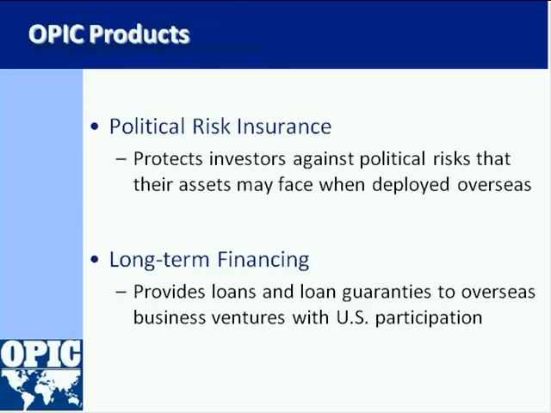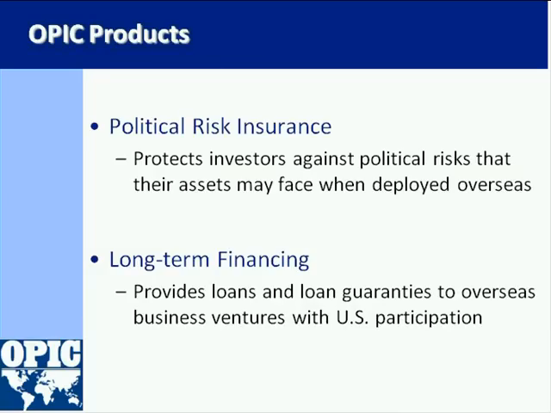So there are two products that we offer to help small businesses address some of the key challenges they face when pursuing international business opportunities. One, for investors who are concerned about how to manage political risk, we offer political risk insurance, which you can think of as an insurance policy you would take out from the U.S. government that would protect any assets you place overseas against losses resulting from political events.